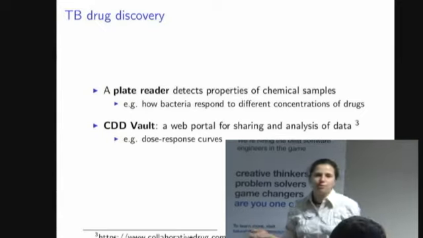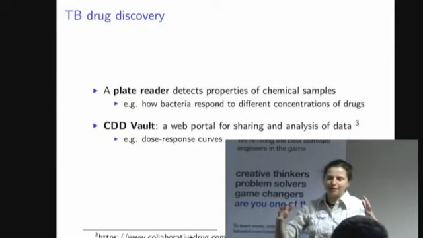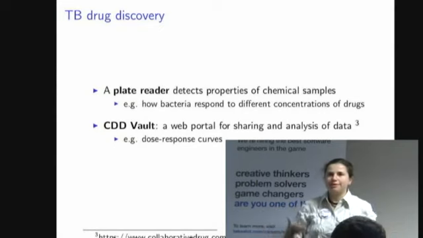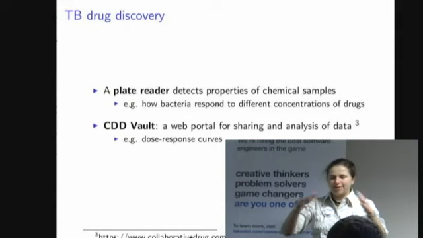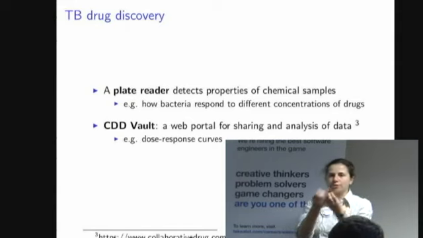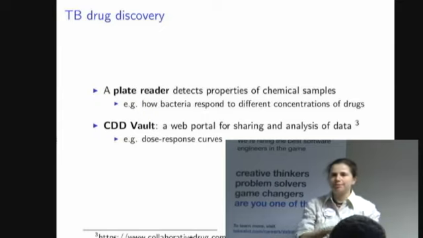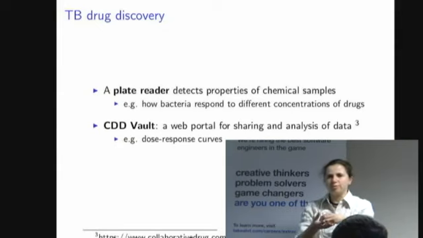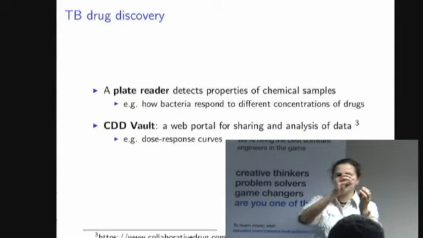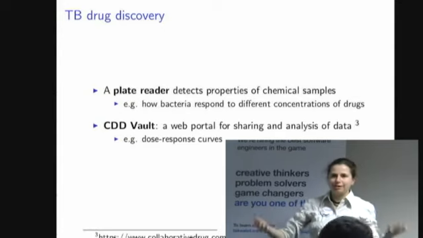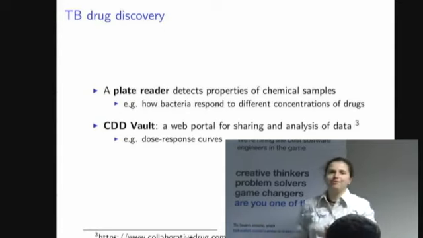So a plate reader is a machine which essentially scans a plate full of chemical samples, and it detects various properties about those samples. So, for example, in this case, the plate reader is a kind of matrix of little wells, each of which contains a sample, and the sample will contain both a particular compound being tested in a particular concentration, and also a certain population of bacteria will be introduced into that well. And after some time has elapsed, the plate reader will check what the surviving bacterial population in each well is, and it'll spit that data out.